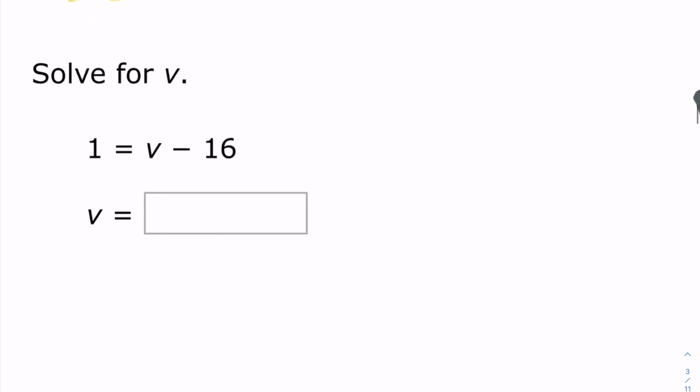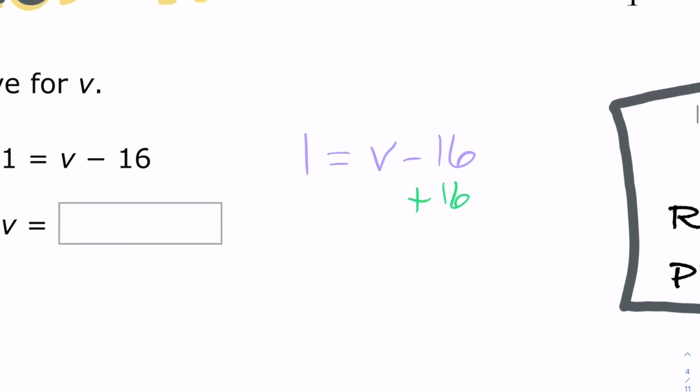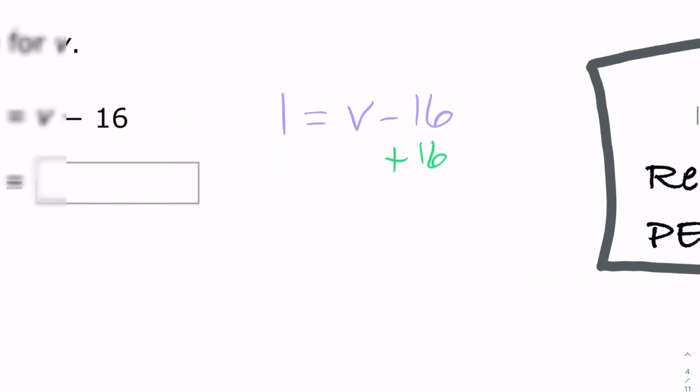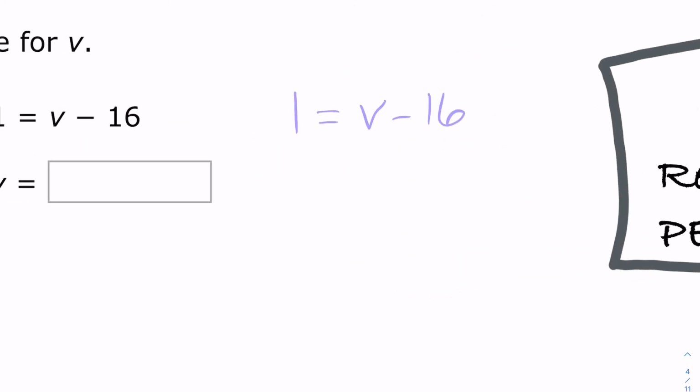Our first one, solving for v. Well, if I have 1 equals v minus 16, and I want to solve for v, the first thing I'm going to do is add 16 to both sides. So again, working with PEMDAS, you're working backwards, so adding or subtracting naturally comes first to us. So let's add 16 to both sides.